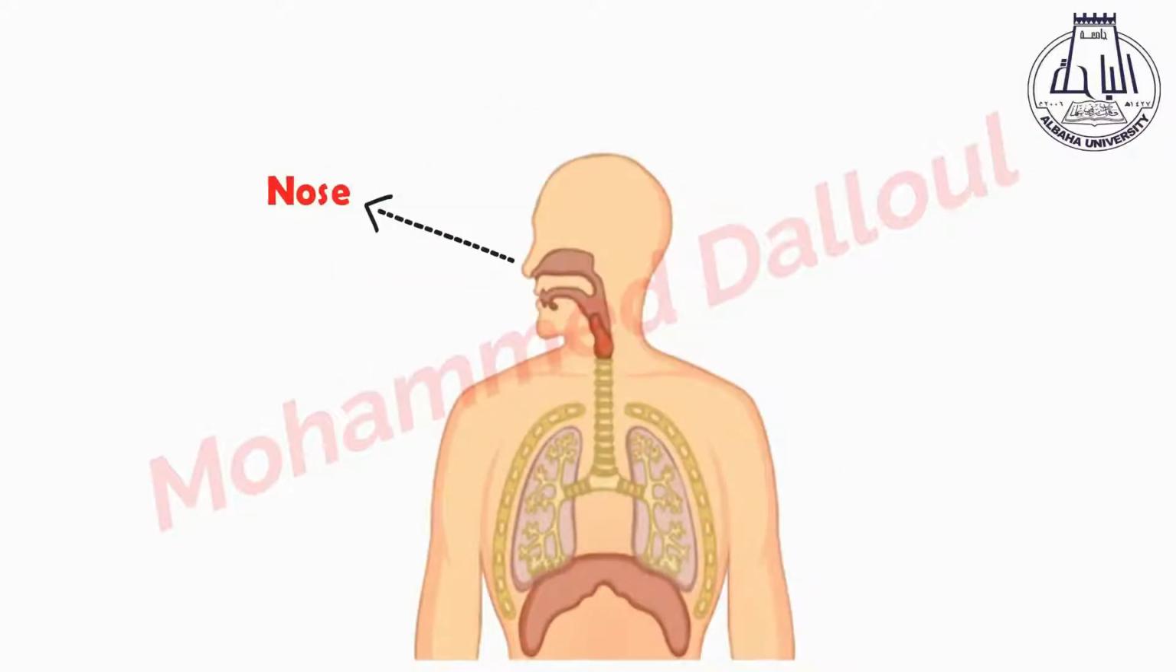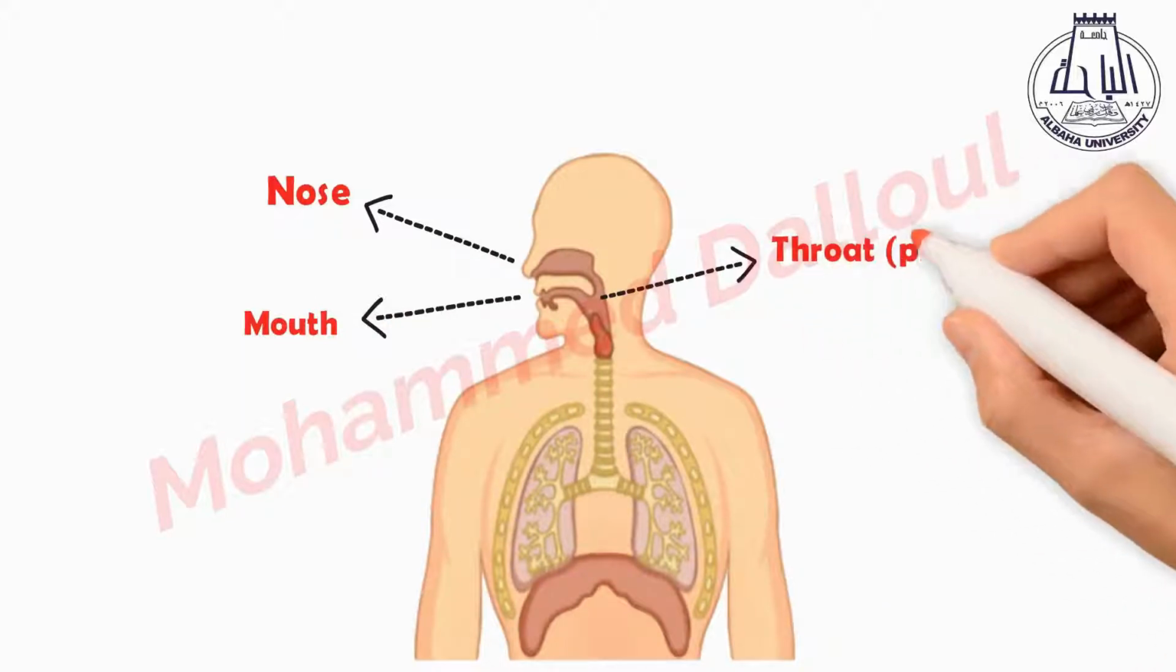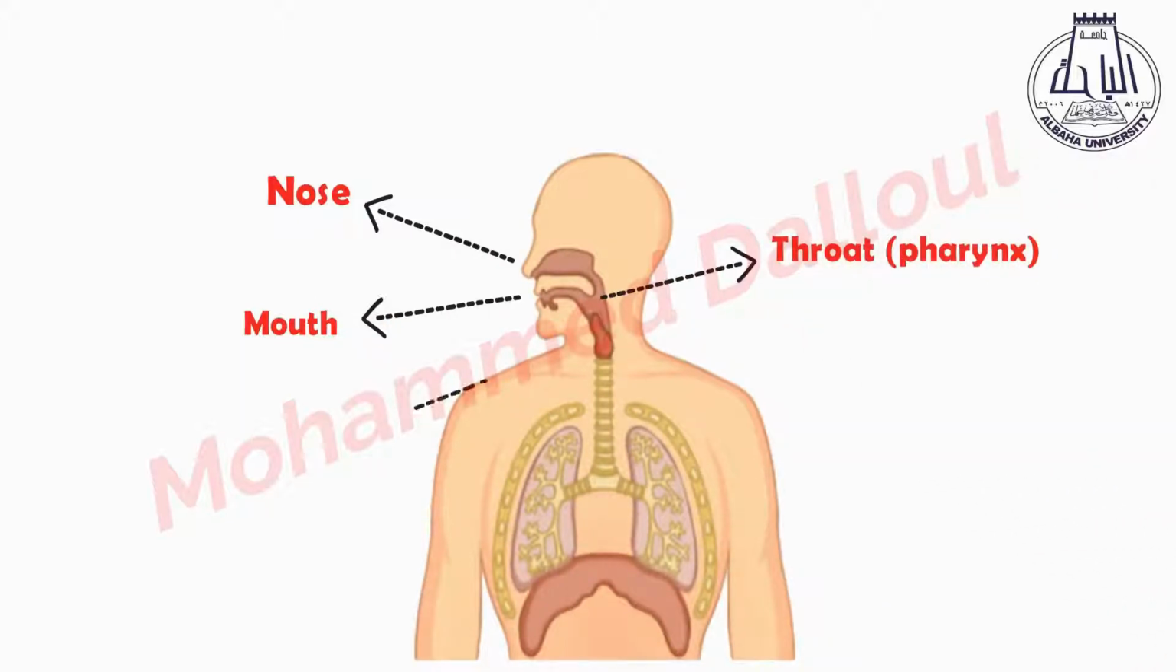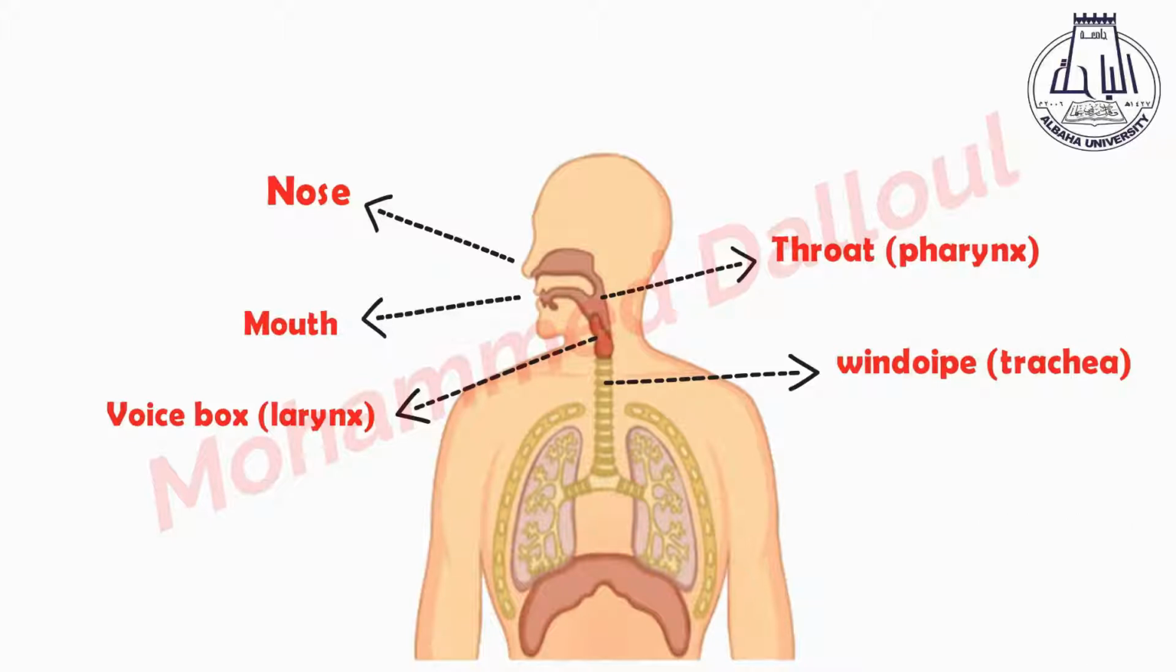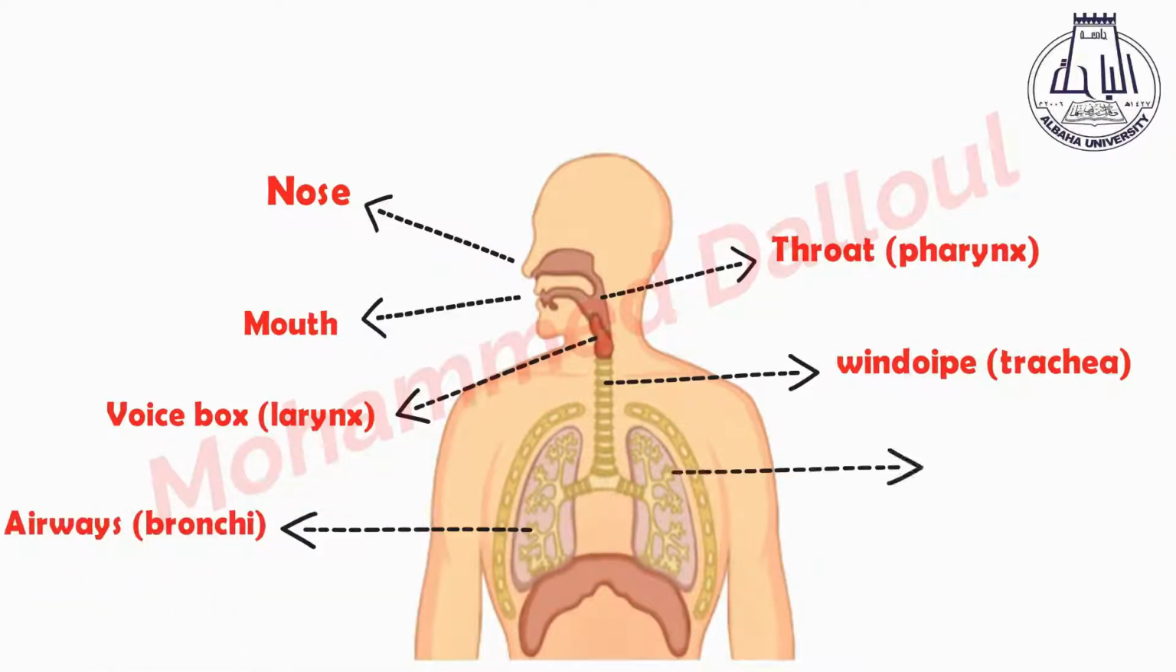Nose, mouth, throat, voice box (larynx), windpipe (trachea), airways, lungs.